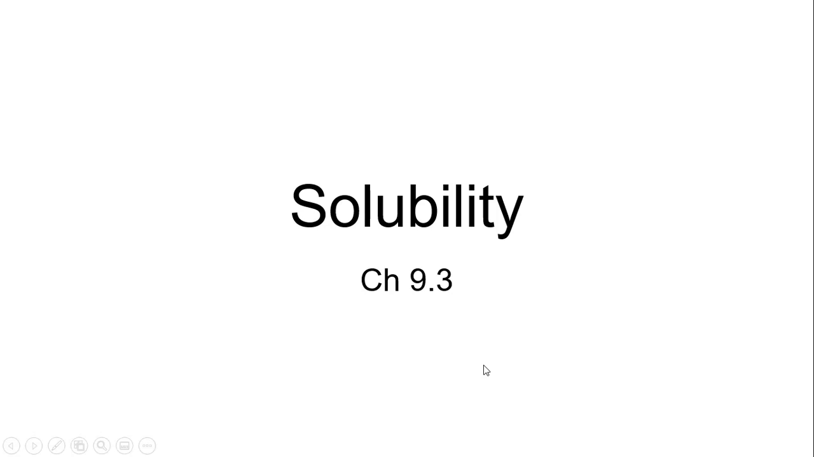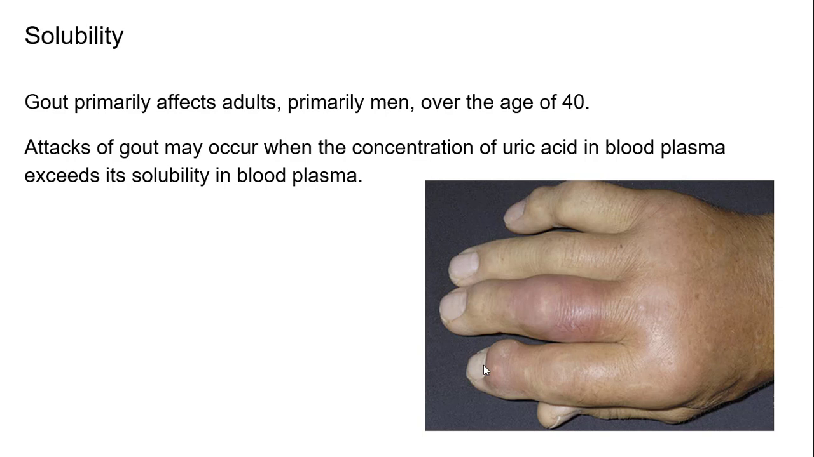Hi class, so today we're going to be covering chapter 9.3, solubility. This is a picture of a person with gout. Gout happens when your body cannot flush uric acid out of it, and it starts to build up crystals and it deposits in your joints. It's really painful. I know people who have this, and it's extremely painful, and different body parts, their limbs, swell up because of this. This has to do with solubility.